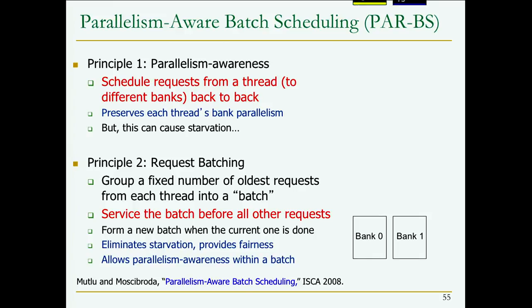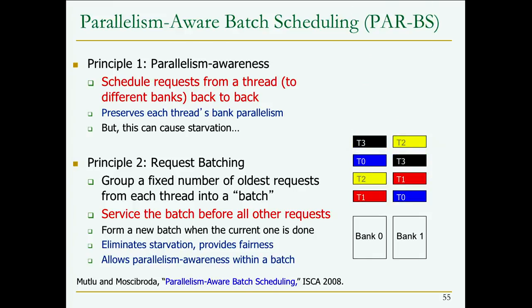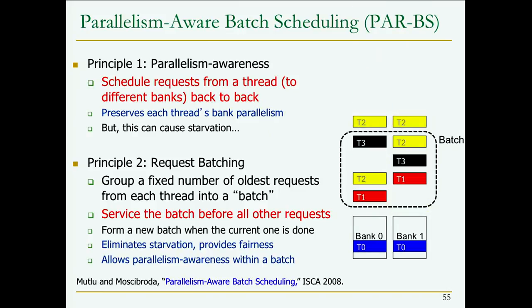Now let's take a look at how this works with a pictorial example. Let's say we have 2 banks and 4 different threads over here, and we have 2 requests from each thread. This is a nice example. The memory controller first forms a batch, and you can form a batch because you may have other requests that are waiting over here, so you already have a lot of queuing in the memory controller. And the memory controller basically takes thread 0's requests first and schedules them in the banks. So it preserves thread 0's parallelism.